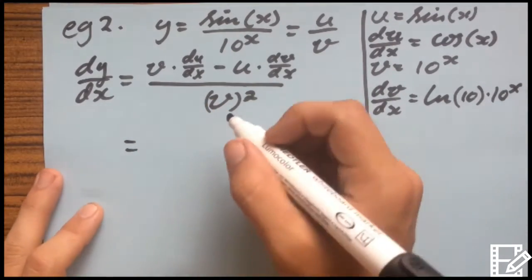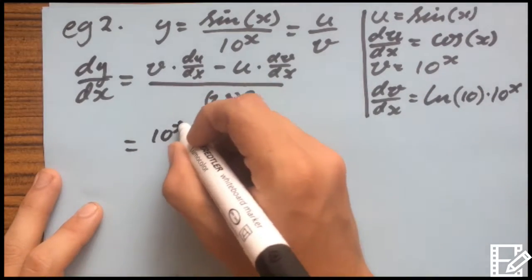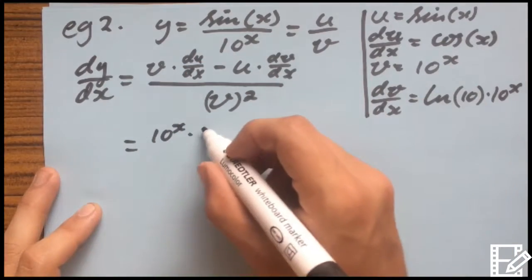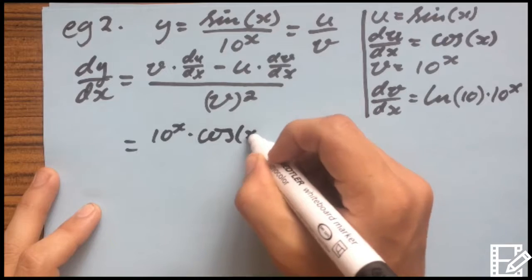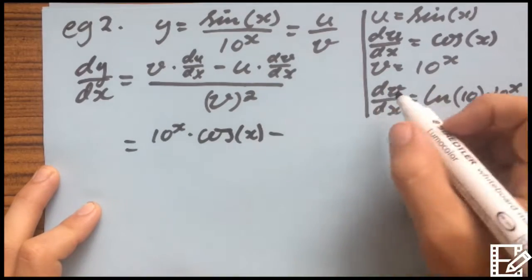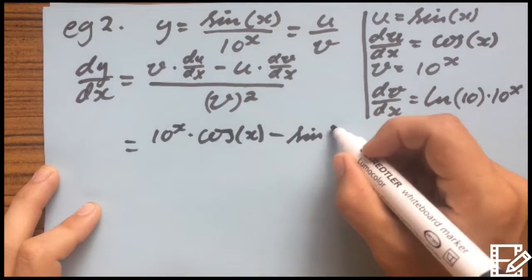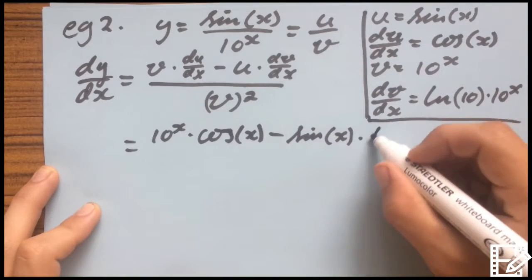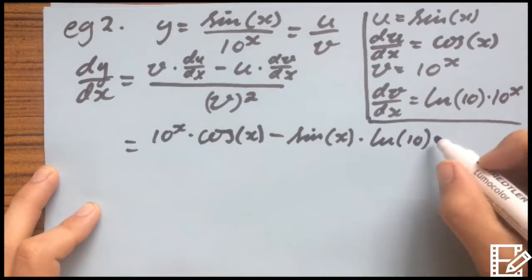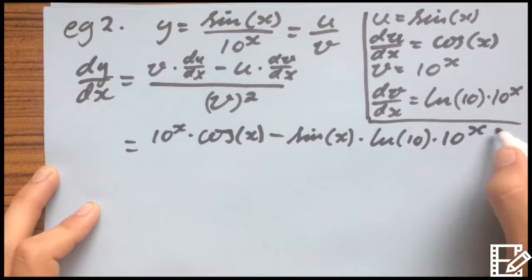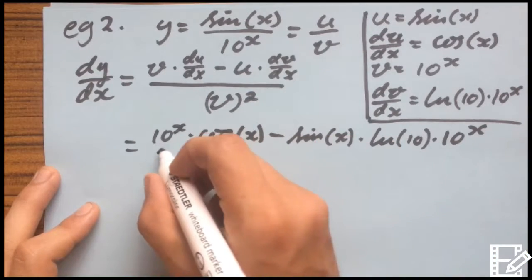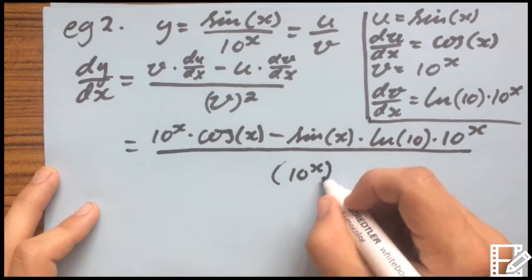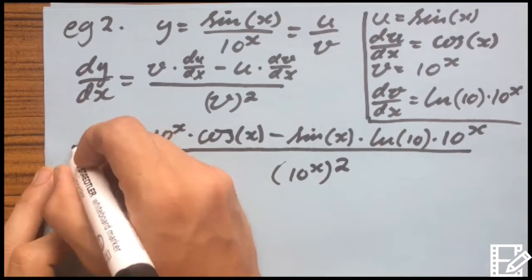If we fill this in, we get 10 to the power of x, being v, multiplied by the derivative of u, cosine of x, minus u, sine x, multiplied by the derivative of v, ln 10 multiplied by 10 to the power of x, all over v squared, being 10 to the power of x squared.